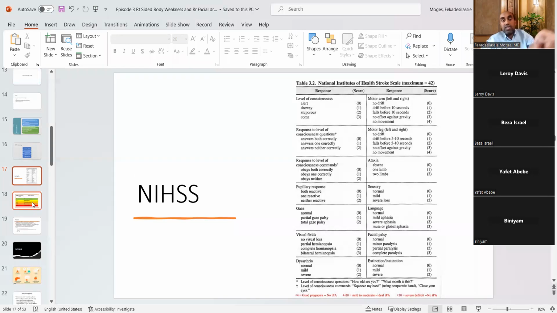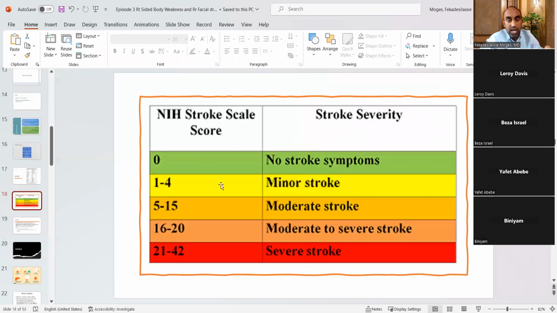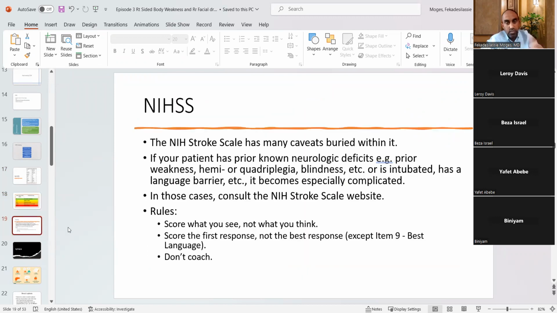Okay? And the NIH score categories are here: 0 is no stroke symptoms, 1 to 4 minor stroke, 5 to 15 moderate, 16 to 20 moderate to severe, and 21 to 42 is severe stroke. Okay, this is at least how you categorize patients, and that dictates the prognosis of the patient actually, depending on the severity.